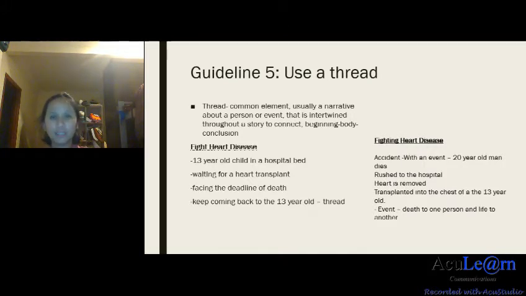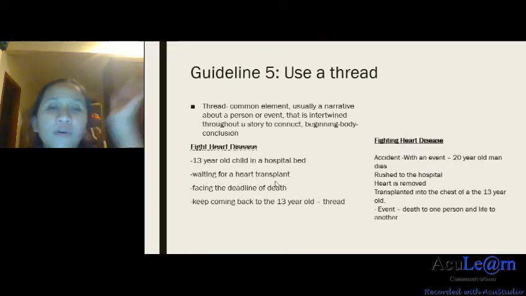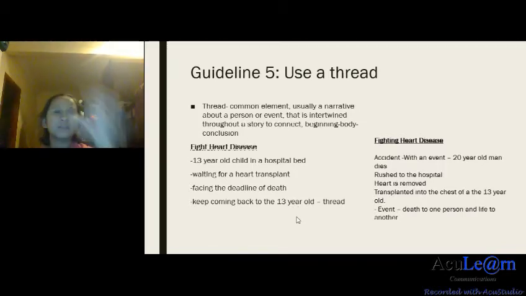So, for example, right here, sometimes there is an intertwined element in your story. Okay, so let's say you are a reporter, or a journalist or a writer. So you are stationed at a hospital, and a 13-year-old child in a hospital bed is waiting for a heart transplant. So you follow that story from day one, and he is facing the deadline of death. But one particular day, when you wait for this particular kid, you wait and update yourself about how this kid actually fights his heart disease.